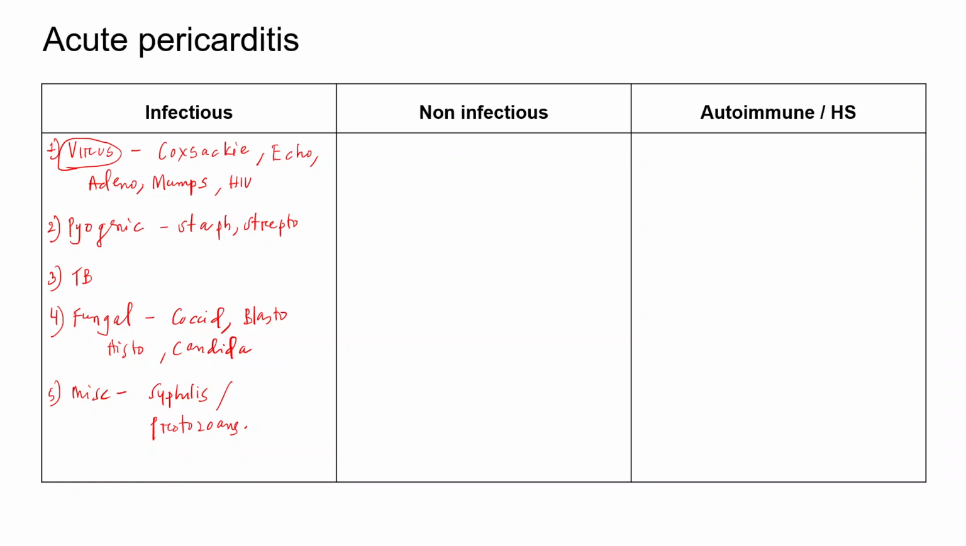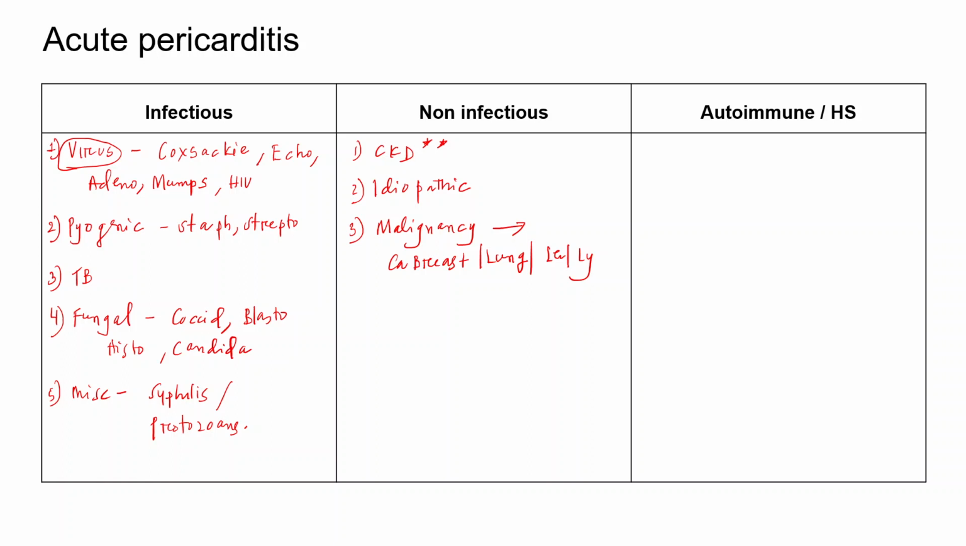Okay. Non-infectious causes include chronic kidney disease, which is a very common clinical scenario that we see in our practice. Many of the cases are idiopathic. Then malignancies, like CA breast, CA lung, certain leukemias or lymphomas. Malignant infiltration of the pericardium can cause acute pericarditis. Remember, for malignancies that metastasize to the heart, the most common location of metastasis inside the heart is the pericardium.